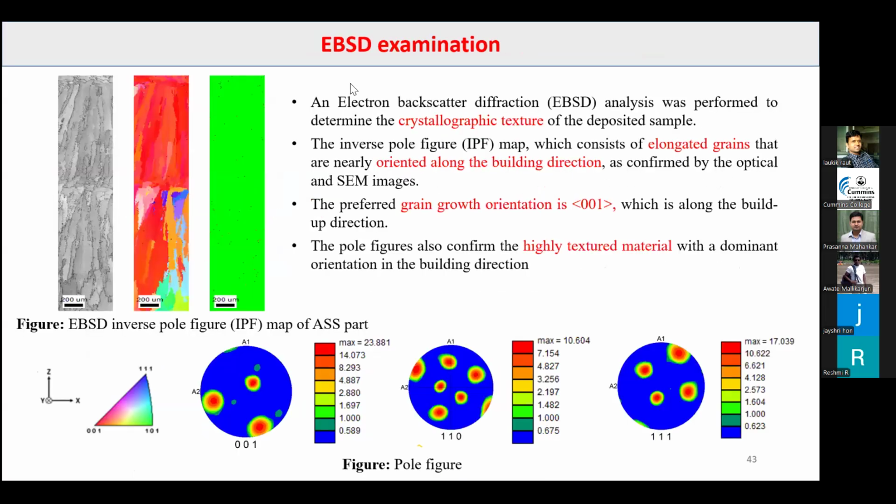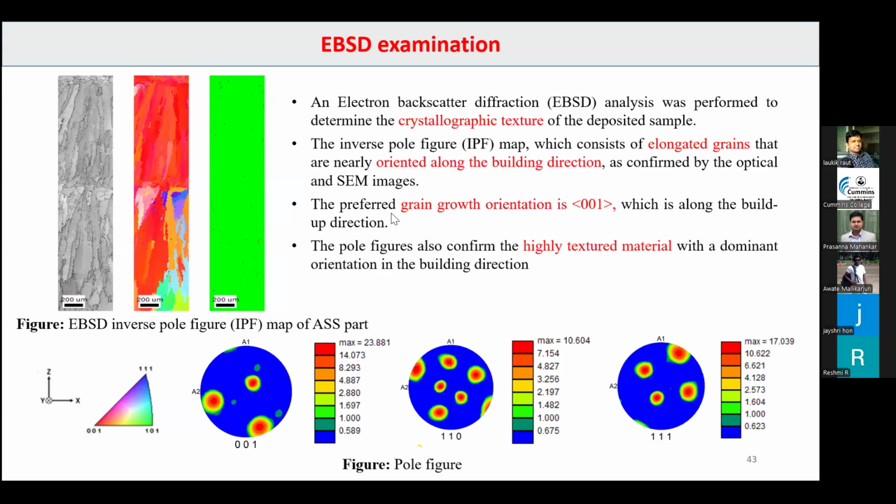Again, I have performed EBSD analysis over the deposition to know the crystallographic texture. What is the texture of the deposition? This is the output of EBSD analysis. This is known as the inverse pole figure, and these are the pole figures. Here you can see these are the grains, and they are oriented along one direction only, that is along the building direction.